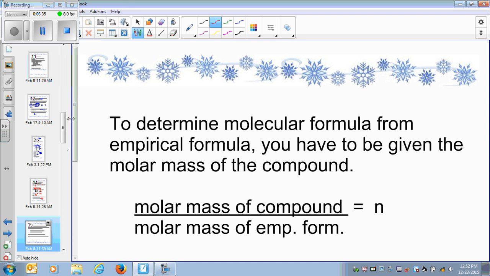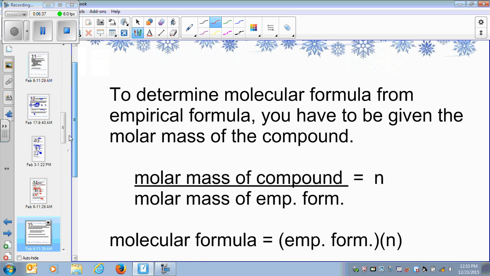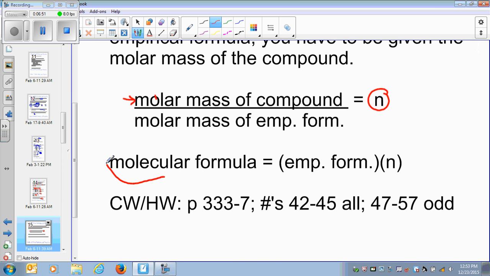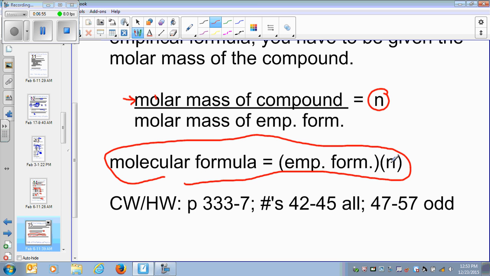To determine the molecular formula, I will be given an empirical formula. I will calculate the empirical formula mass, and I will also be given a molar mass. So molar mass divided by the empirical formula mass equals n, and then multiply the n with the empirical formula. You take your empirical formula and multiply it by n. And how do you calculate the n? You will be given a molar mass, divided by the empirical formula mass.